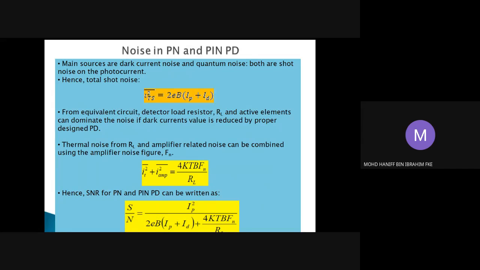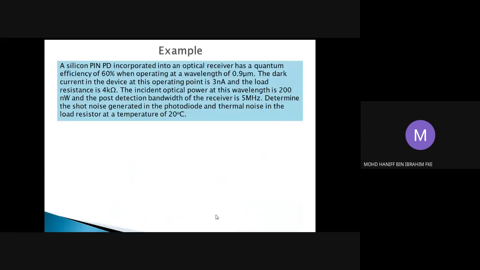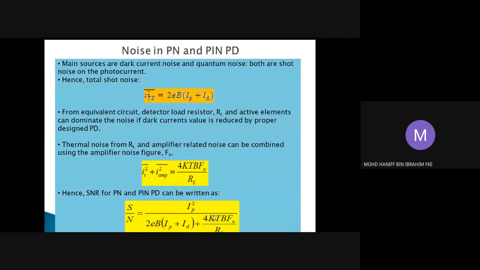The first term here in the denominator is your shot noise, which is the contribution of the dark current noise and also the quantum noise current. The second term in your denominator is the contribution from the thermal noise together with the noise induced by the amplifier. That is why we have the Fn here, the contribution from the amplifier noise. Okay, so that should be the formulation for the signal to noise ratio for the case of the PN and PIN photodiode.